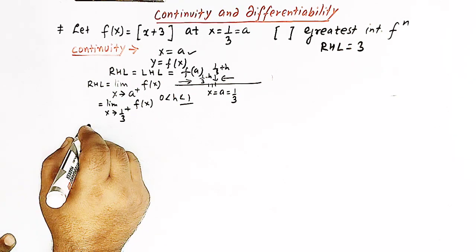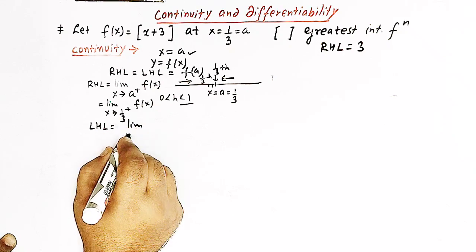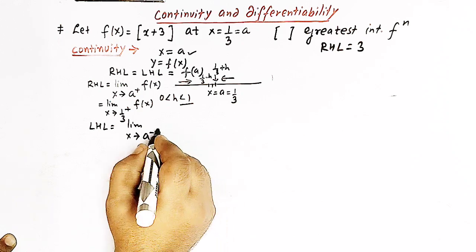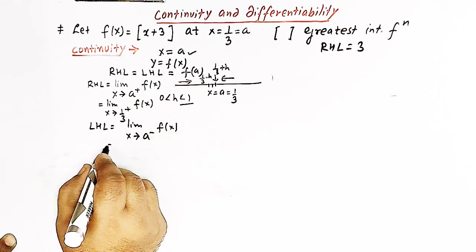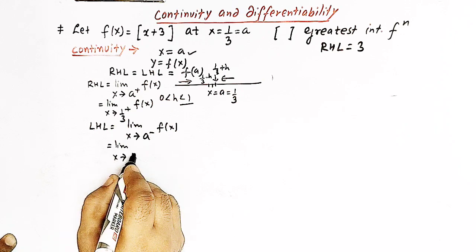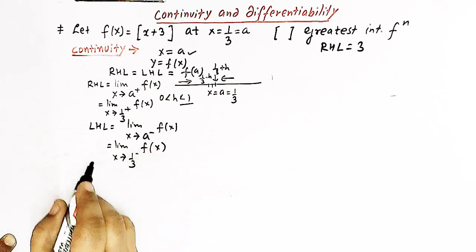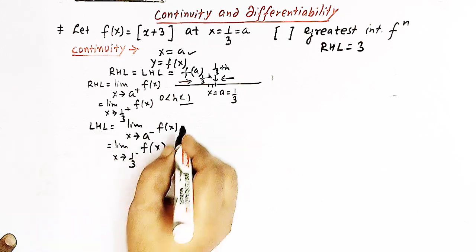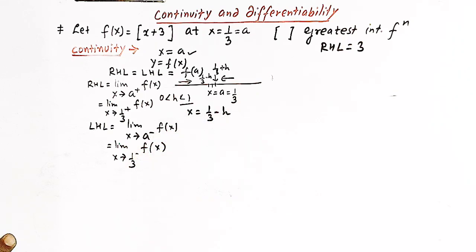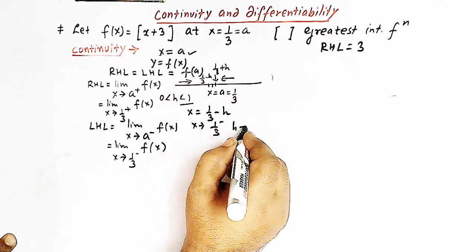So now the notation for the left hand limit is given by limit, here we have x tends to a negative. Here we put a negative sign, and here we have f of x. So this is limit, and x tends to 1 over 3 negative, and here we have f of x, right? So now to calculate the left hand limit, we take x is equal to 1 over 3 minus h. So when x tends to 1 over 3, h tends to 0.